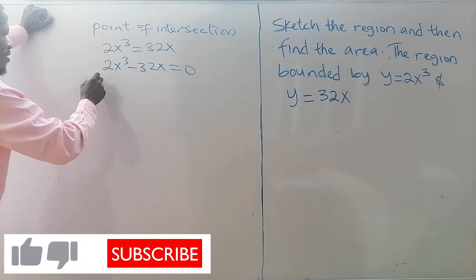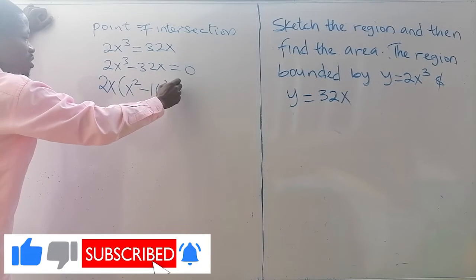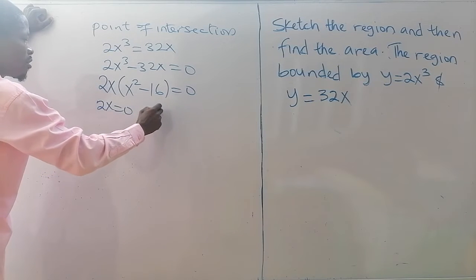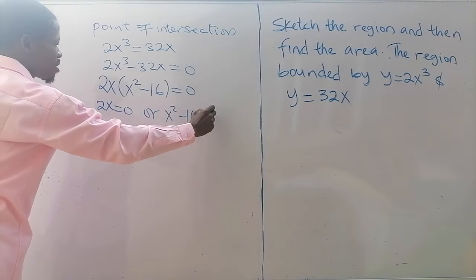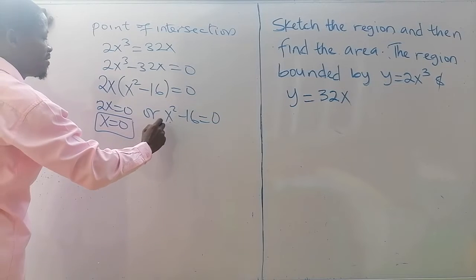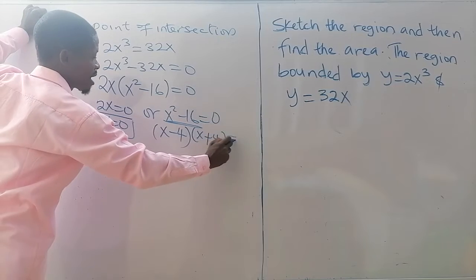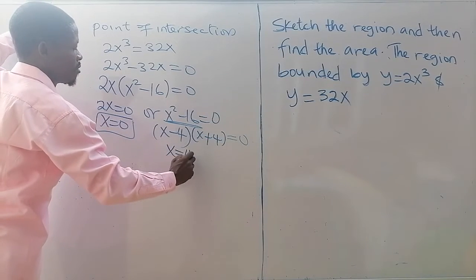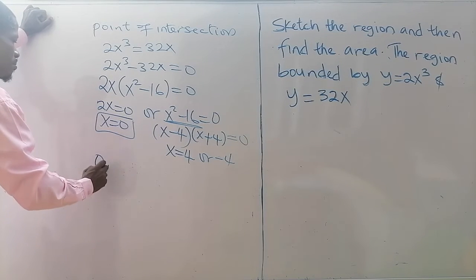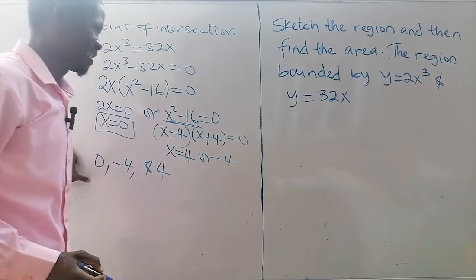Then we can factorize, 2x is common. So we have 2x times (x squared minus 16) equal to 0. This implies that 2x is equal to 0, or x squared minus 16 is equal to 0. In this case, x is equal to 0, and here this is going to be (x minus 4)(x plus 4), the difference of two squares. So x is equal to 4 or minus 4. So the points of intersection are 0, minus 4, and 4. Those are the points of intersection.